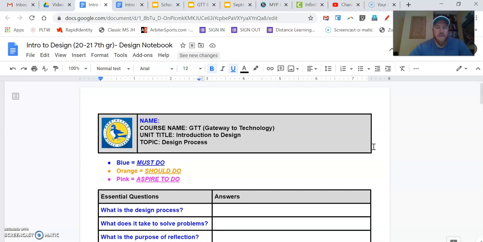Today is our third day of our introduction to design review in our design notebook. Today we are going to watch a video, probably about 25 minutes, on the Design Squad, and you are going to answer some questions about how those teams use the design process as they design, build, and complete a challenge. You're going to get into your design notebook. We should be there already.